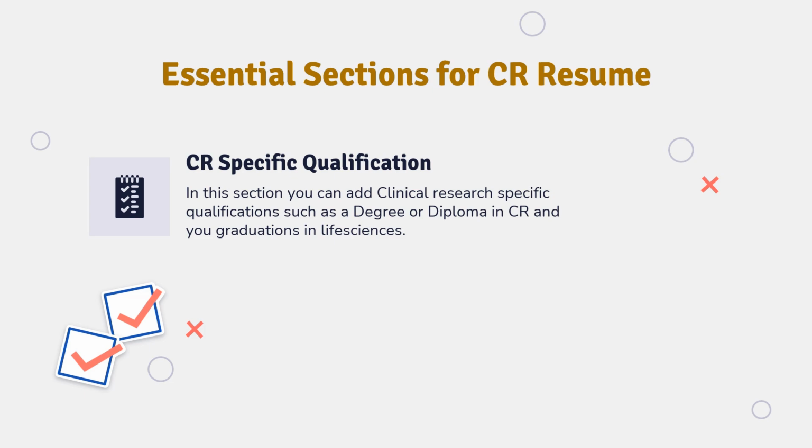In this section, you will add clinical research specific qualifications such as any degree or diploma in clinical research, or any certification that you have obtained in clinical research. You have to add this clinical research specific qualification on top of the table, and below that your graduation and post graduation qualifications will come. But on top of the table, you need to add the clinical research specific qualification.